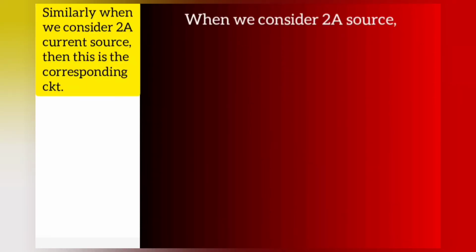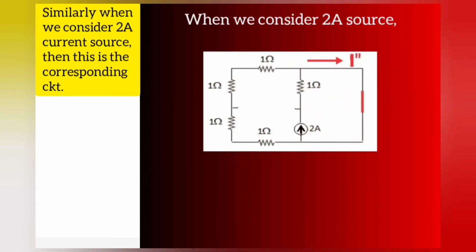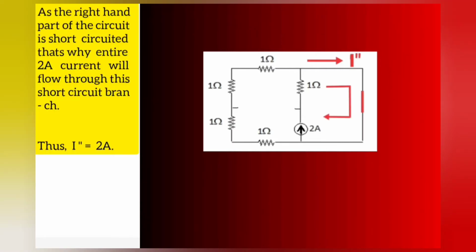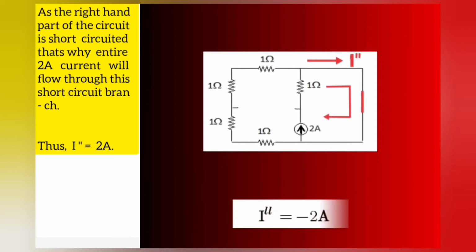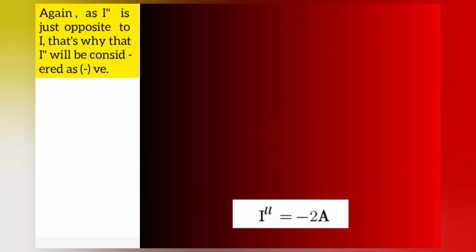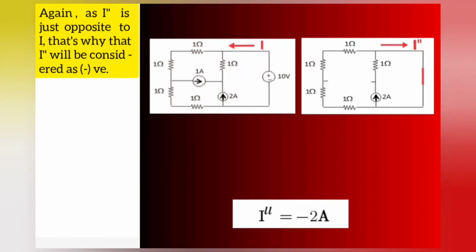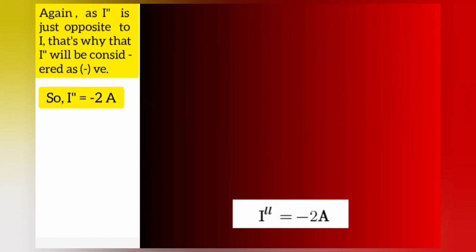Similarly, when we consider the 2 ampere current source, this is the corresponding circuit. As the right hand part of the circuit is short circuited, the entire 2 ampere current will flow through this short circuit branch. Thus I'' equals 2 ampere. Again, as I'' is opposite to I, it is considered negative. So I'' equals minus 2 ampere.